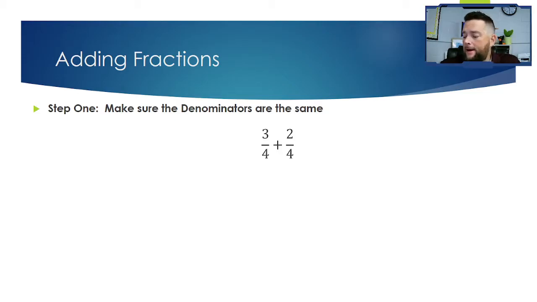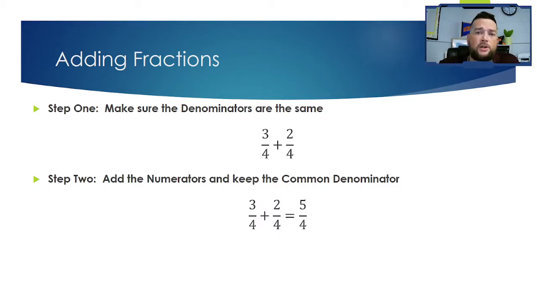Step 2 is to then just add the numerators. If we know that the denominators are the same, we want to add the numerators together. So in this case, 3 plus 2 is 5. We made sure that we had the same denominator. They're still fourths. We're going to keep that, and we're just going to add the numerators. So step 2, add the numerators and keep the denominator.